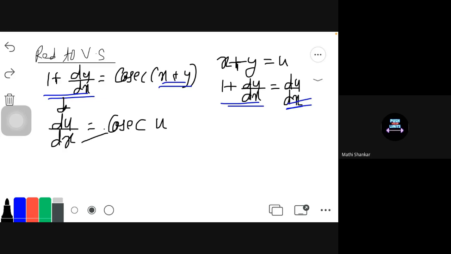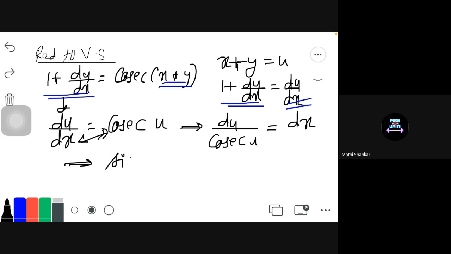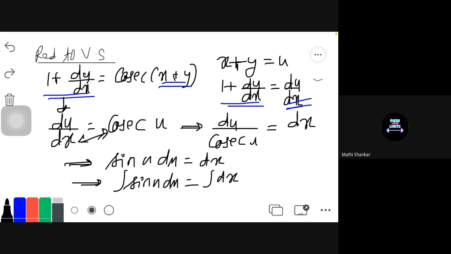So now u with du and x with dx, therefore I'll get du upon cosec of u is equals to dx. Now 1 by cosec is sine, right? 1 by sine is cosec. So 1 by cosec will be sine. So I'll get sine of u du is equals to dx. So see now I've separated u with du and x with dx. Therefore I'll do integration on both the sides. So integration of sine u du is equals to integration of dx.